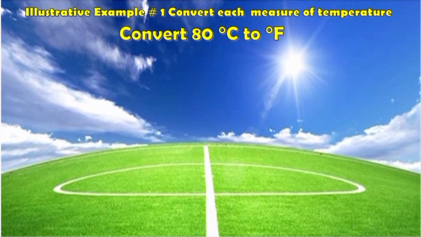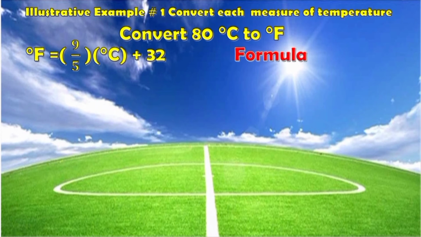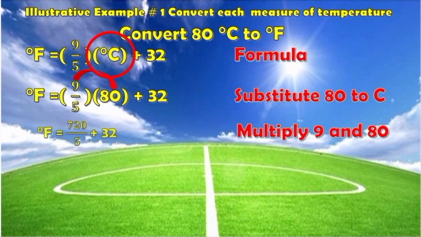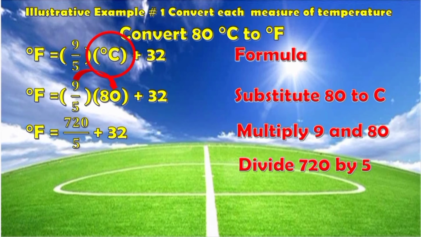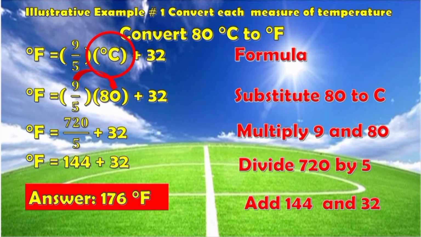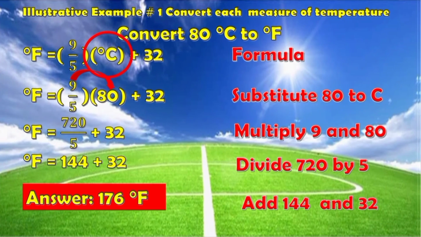Now let's have example number 1. Convert 80 degrees Celsius to degree Fahrenheit. Here is our formula. Degree Fahrenheit is equal to 9/5 multiplied by degrees Celsius plus 32. Then substitute 80 for degrees Celsius. Multiply 9 and 80. We have 720 over 5 plus 32. Divide 720 by 5. We have 144 plus 32. Now add 144 and 32. Our final answer is 176 degrees Fahrenheit.